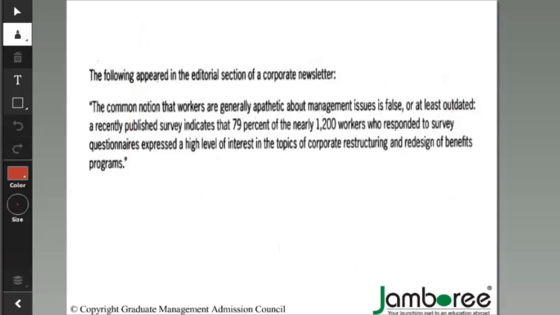Are you guys able to see this? It's a little fuzzy, but are you able to read this?